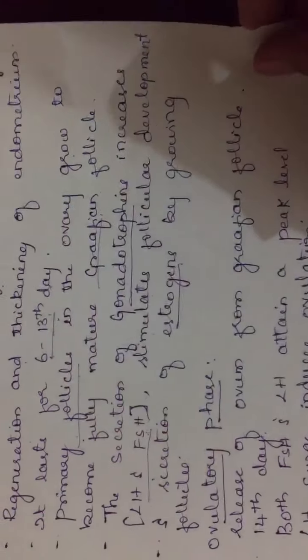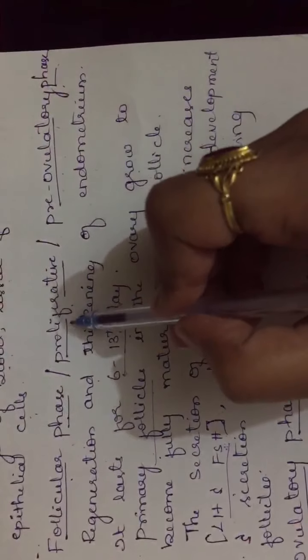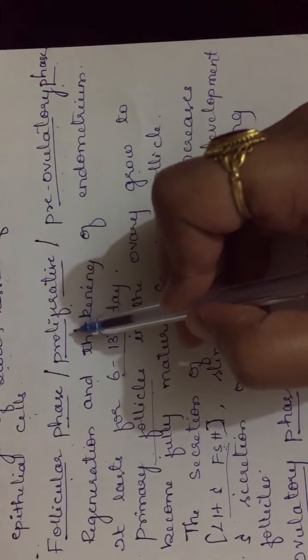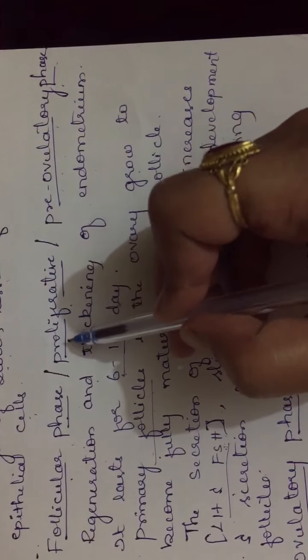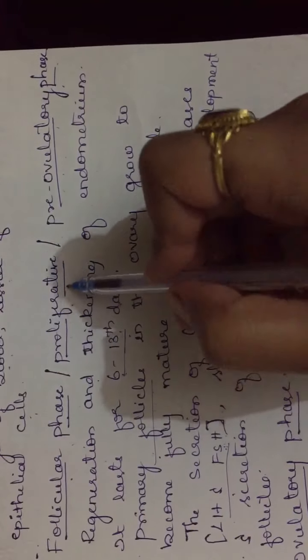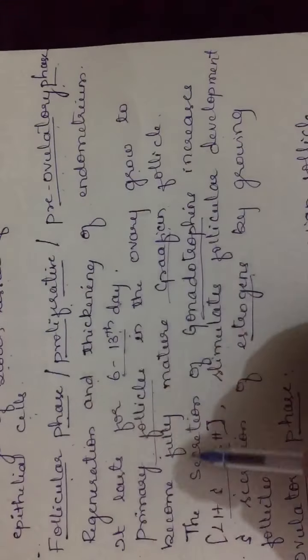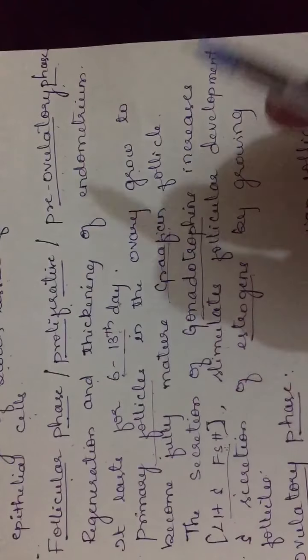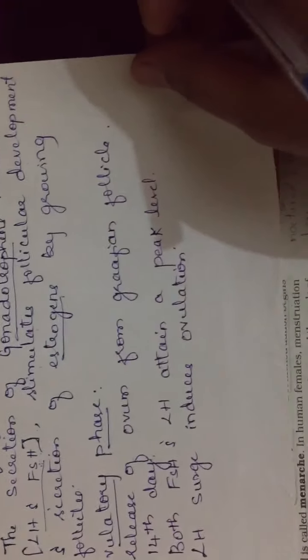Why do we call it the proliferative phase? Because there is a regeneration, the formation of a new layer of endometrium, so it is called the proliferative phase. And follicular phase because there is a development of follicles, primary to Graafian follicle. Hope you understood the second phase.